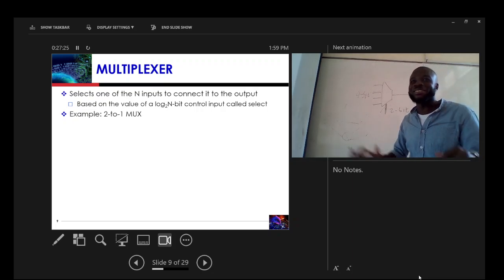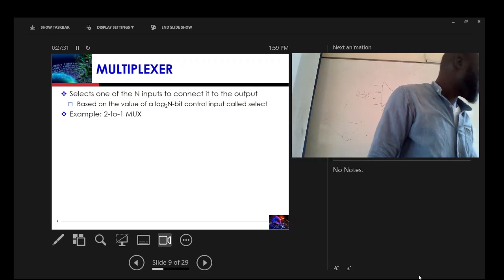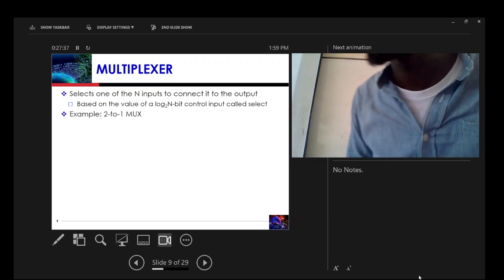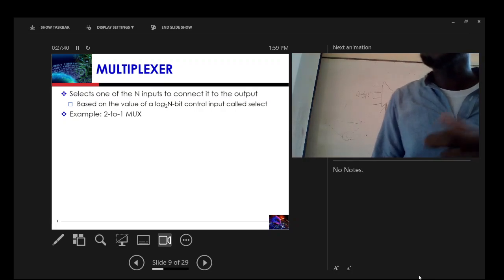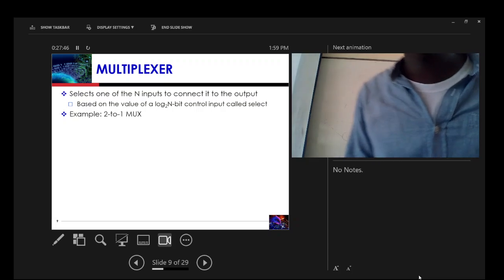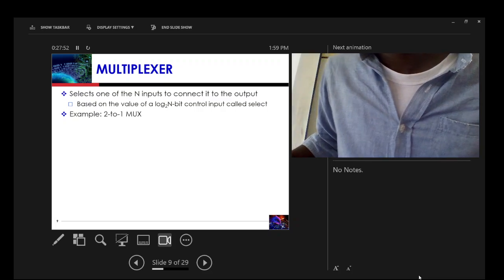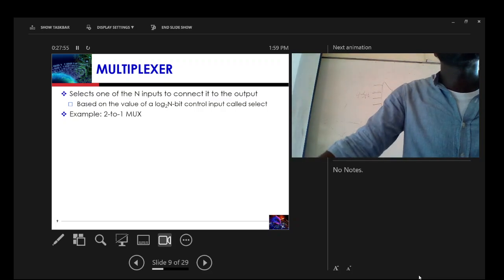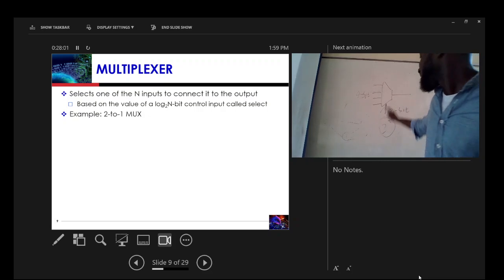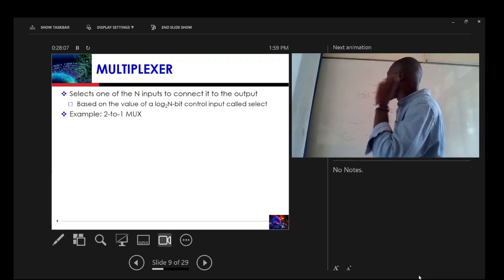This is a simple exam question, so take note. If you have 8 inputs, don't say 4, it's 3. If you have 16, you see how it is done: 2 to the power n. So this selector is very important. It's what will let you route one of the signals through to the output.